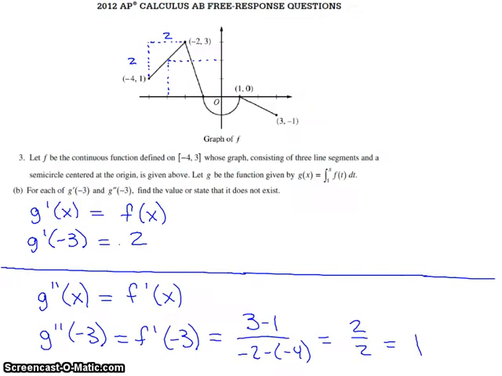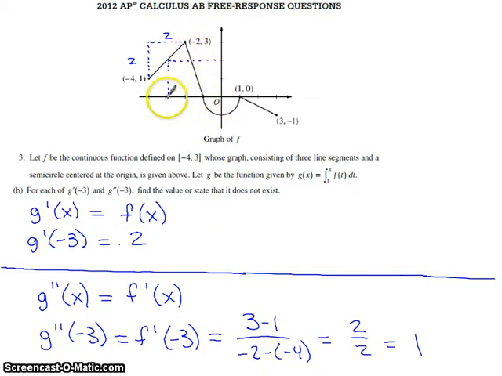So when we move back to that free response question, if we want to find g prime of x, we're going to take this x and put it in place of the t, and that's going to be our derivative. So g prime of x is equal to f of x. And if we want to know g prime of negative 3, well, check out what f of negative 3 is.